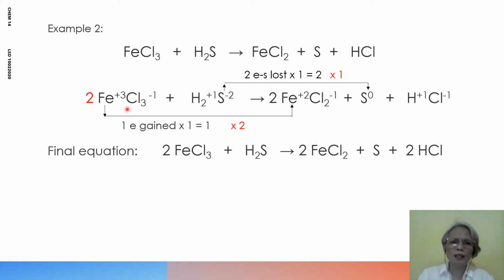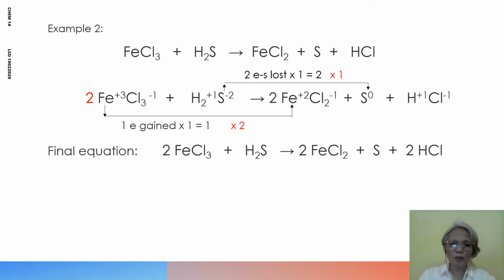On the other hand, iron from positive 3 is reduced to positive 2, so 1 electron is gained. Notice that the number of electrons gained and the number of electrons lost are not balanced. So what do we do to make the equation balanced? We multiply this by 2. That's why there is a red number 2 here, to indicate the multiplier 2, so that the number of electrons lost and gained will be the same. So you have 2 electrons gained and 2 electrons lost. And then the rest, you balance by inspection.